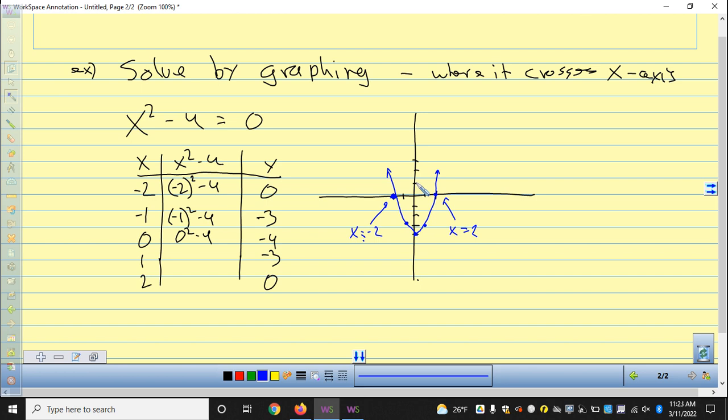So this quadratic equation has two solutions, x equals -2 and x equals +2. A lot of times we'll write that our solution is x equals plus or minus 2.